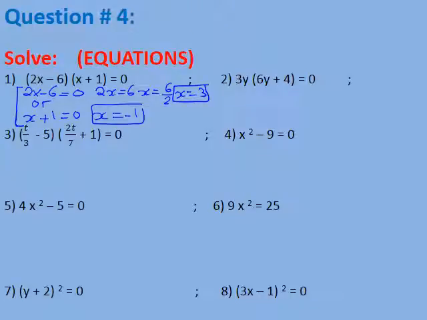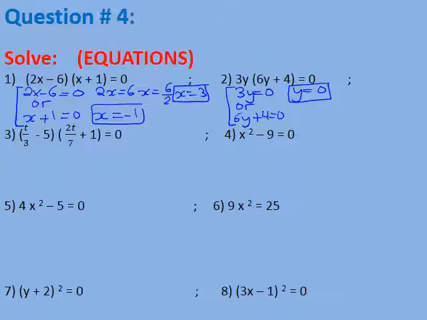Now the second one, Badia. 3y times (6y plus 4) is equal to 0. Either 3y is equal to 0 or 6y plus 4 is equal to 0. If 3y is equal to 0, then y is equal to 0. This is the first solution because 3 times 0 will give me 0.